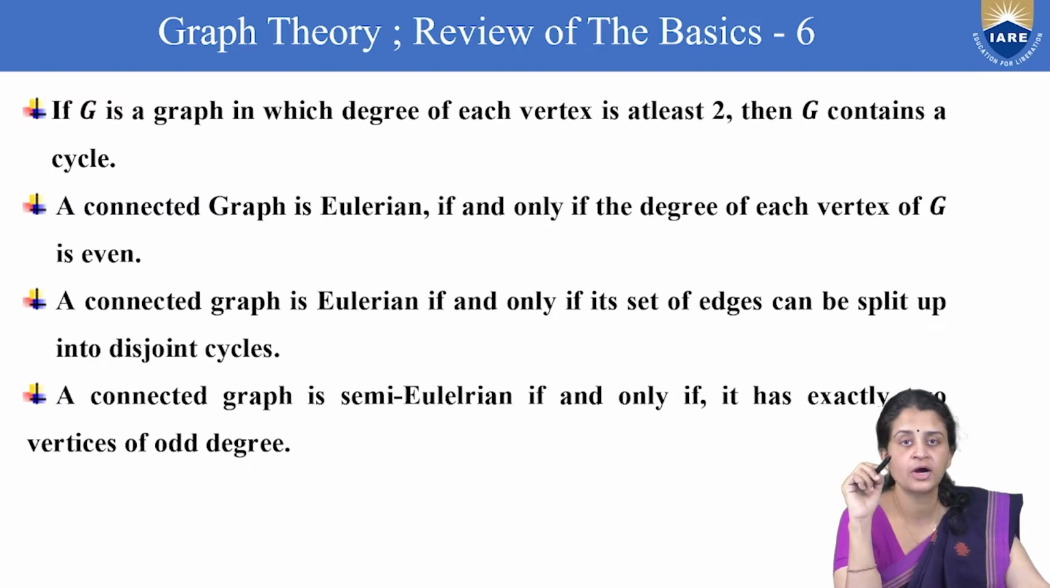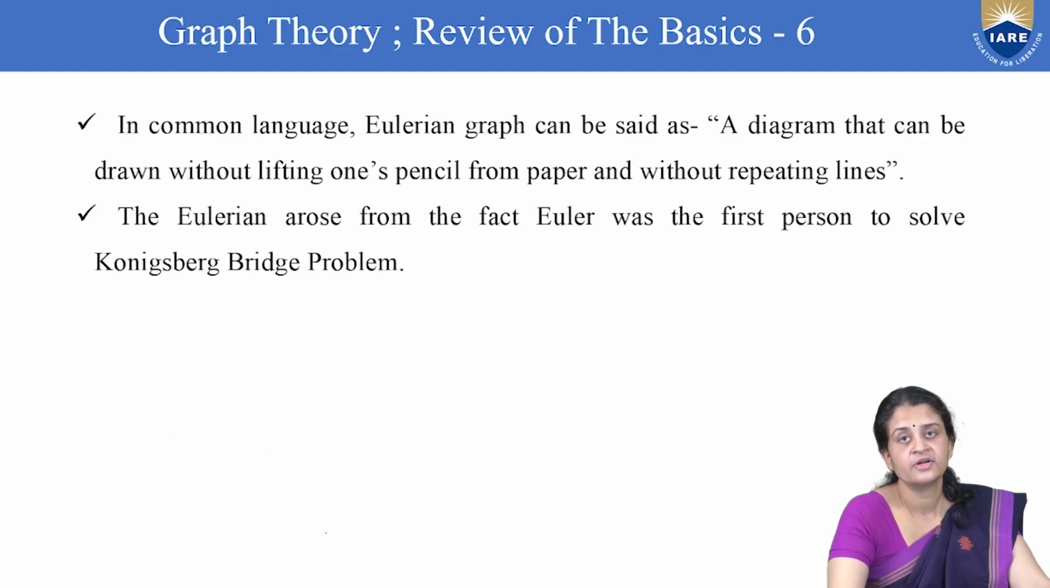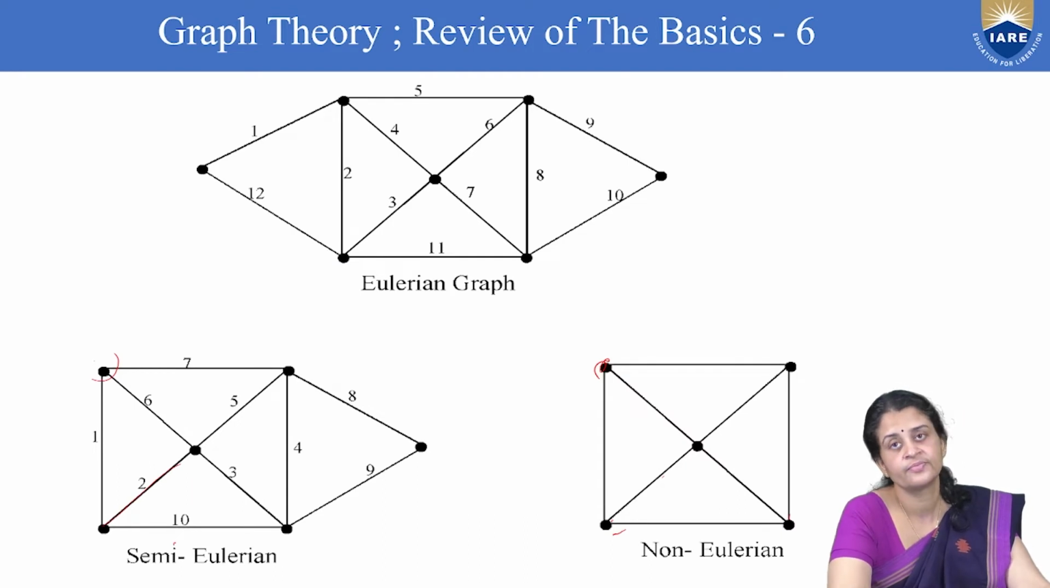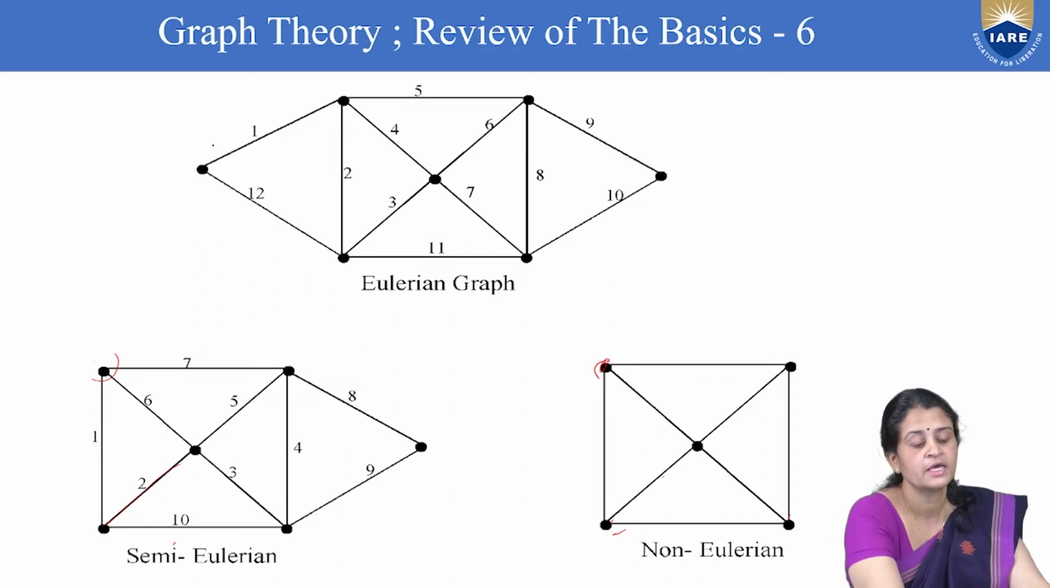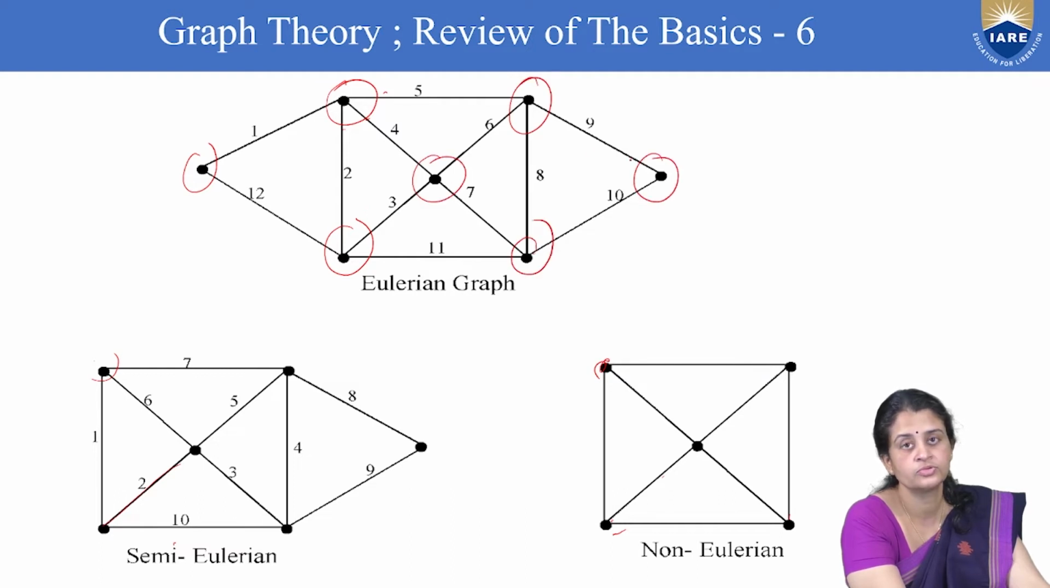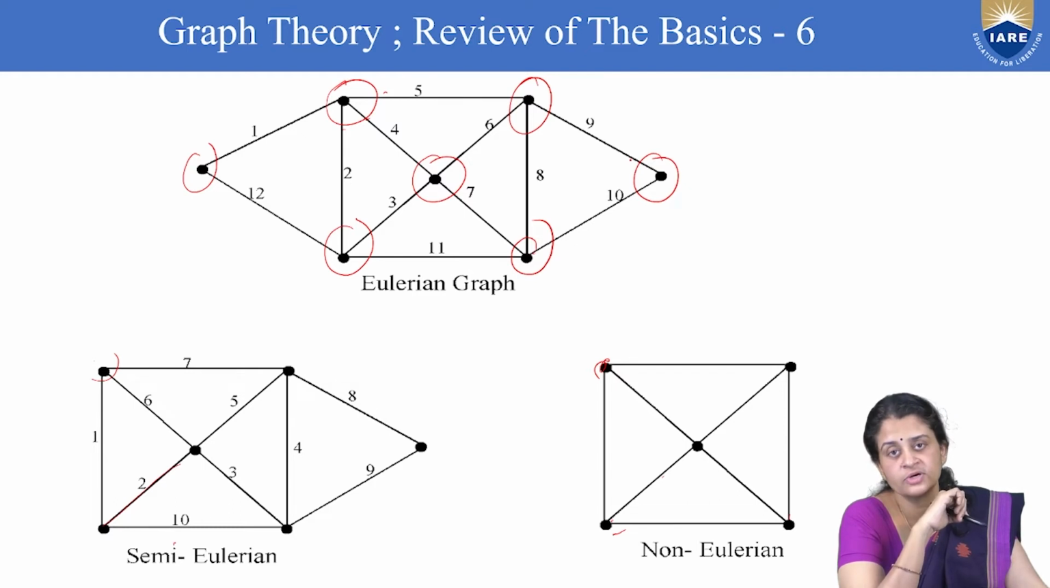The next condition: a connected graph is Eulerian if and only if the degree of each vertex is even. We have seen in our examples that this connected graph is Eulerian. And see the degree of each vertex here. Here it is 2. What about here? 1, 2, 3, 4. Here also 4, 4, 4, 4, 2. A connected graph is said to be Eulerian if the degree of every vertex is even.